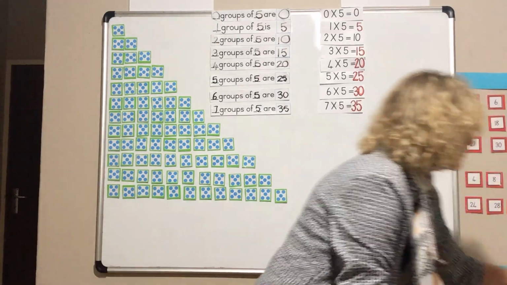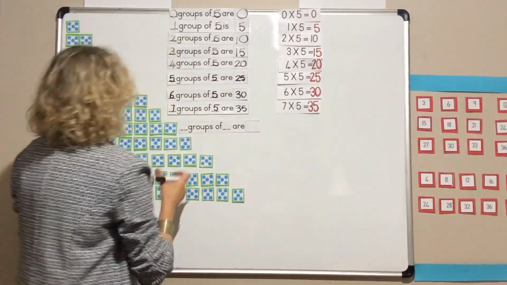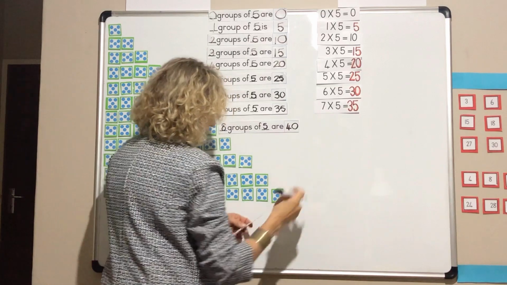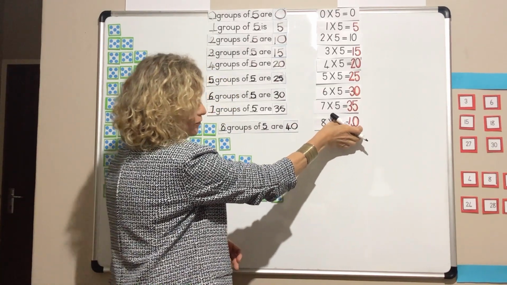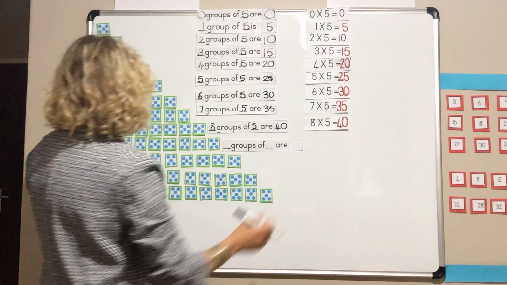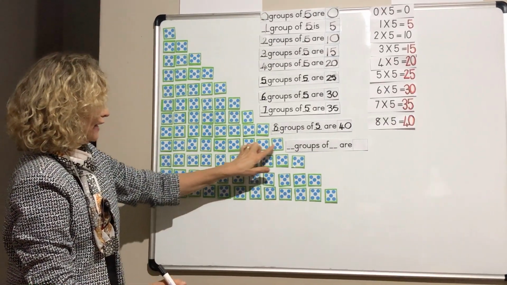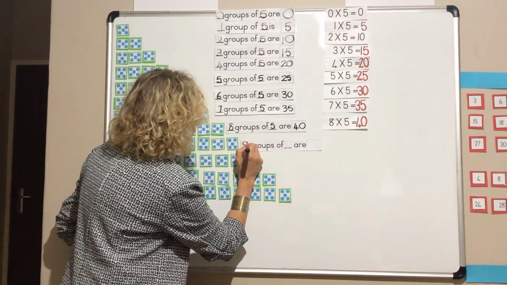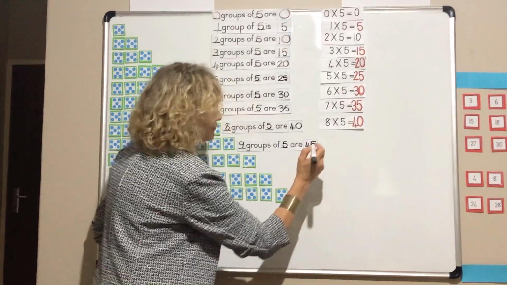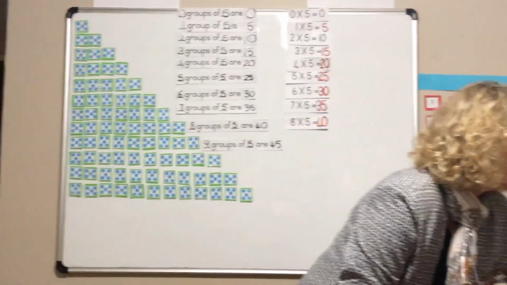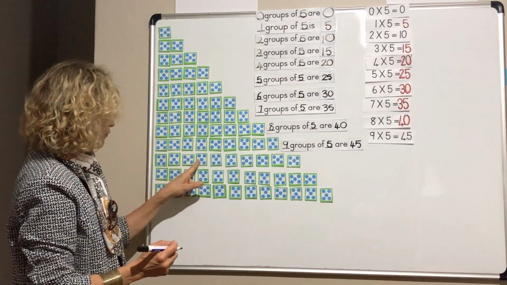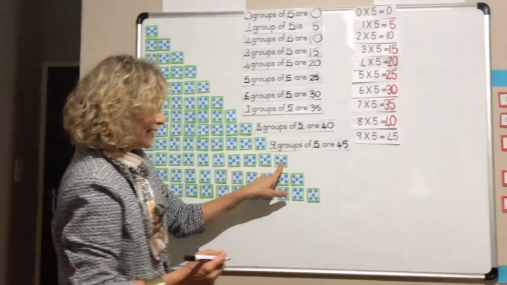8 groups of 5. 8 groups of 5 are 40. 8 times 5 equals 40. 1, 2, 3, 4, 5, 6, 7, 8, 9. 9 groups of 5 are 45. And 9 times 5 is 45. 1, 2, 3, 4, 5, 6, 7, 8, 9, 10.